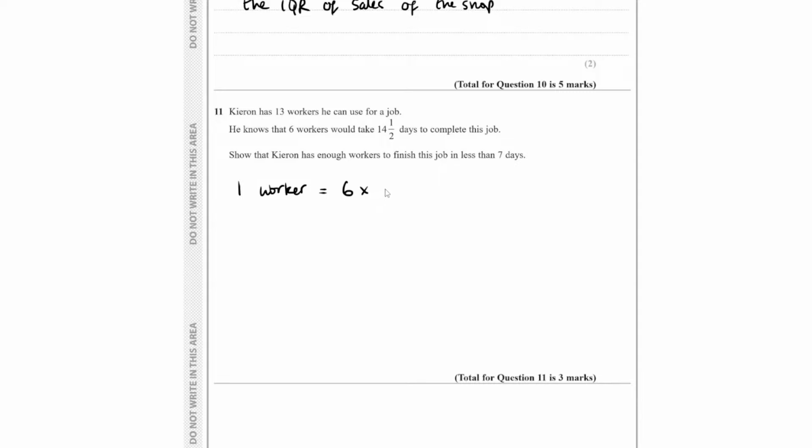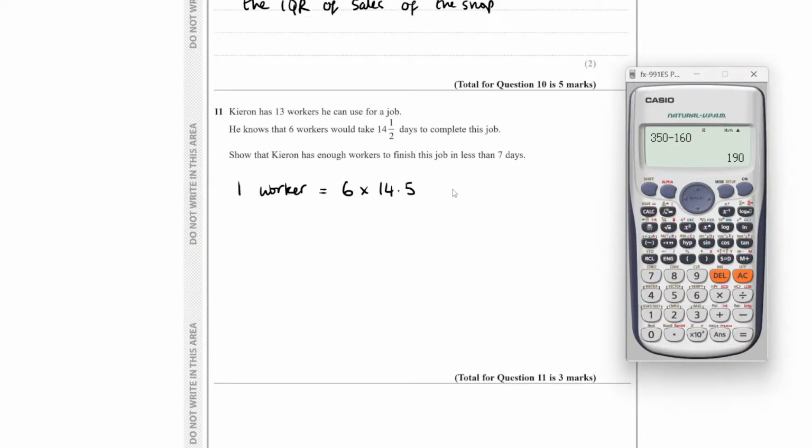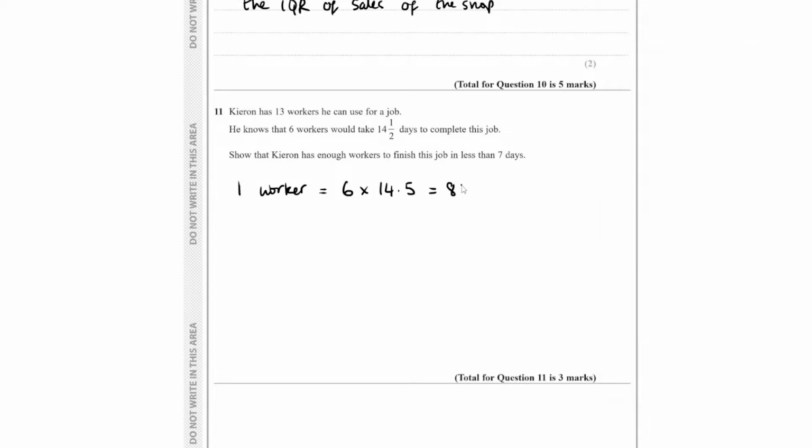If I only had 1 worker to complete the same job, it's going to take 6 times as long, isn't it? It's going to take longer. So that's the only thing to bear in mind there. It's the opposite calculation to what you might naturally think. So if I had 1 worker, it would take them 87 days. Now, he obviously didn't have 1 worker. You then apply it to how many he has. He actually has 13. So 13 workers, how long would that take?